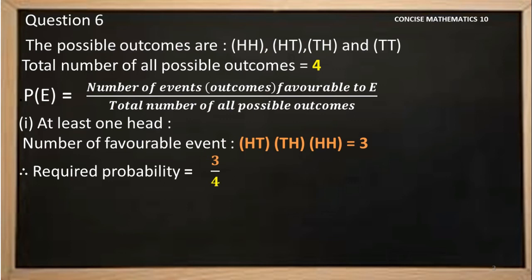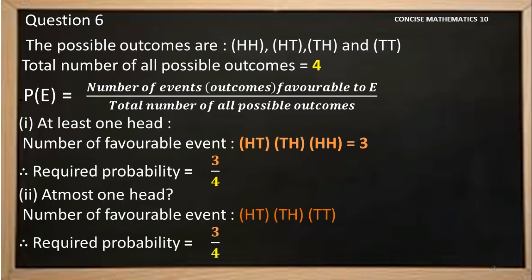I already made this point very much clear, children. At least one head means one or more than one. I'll clear it once again. At least one means one and more than one. There is no maximum limit, but the minimum is 1, the maximum is not limited. In the same way, the second sub question is at most one head.